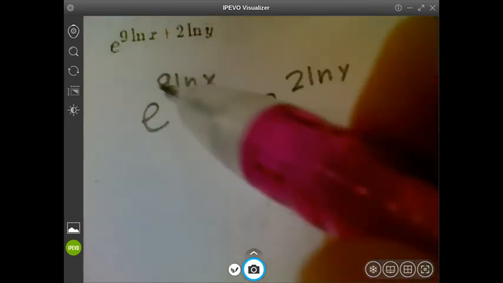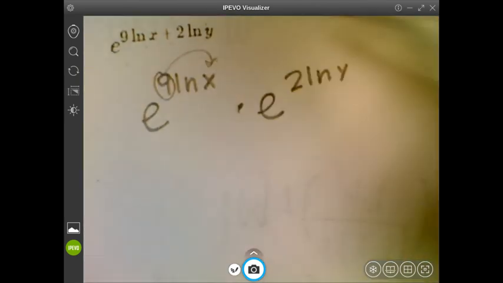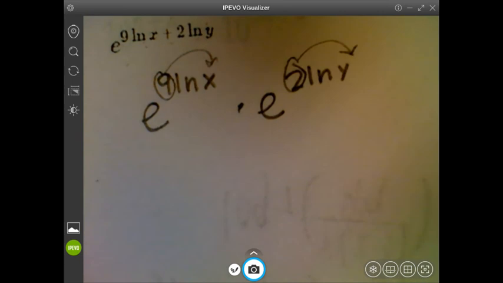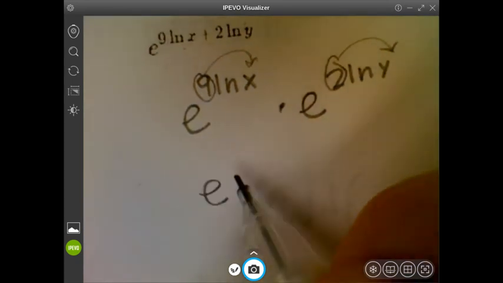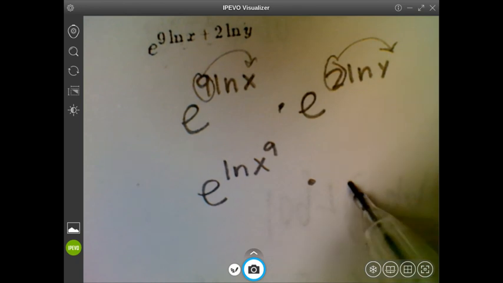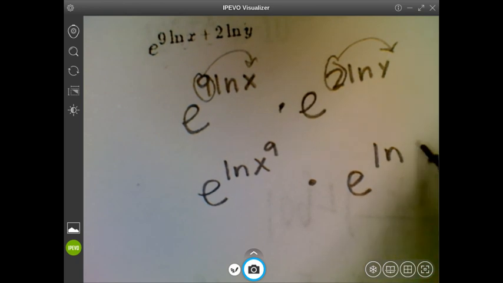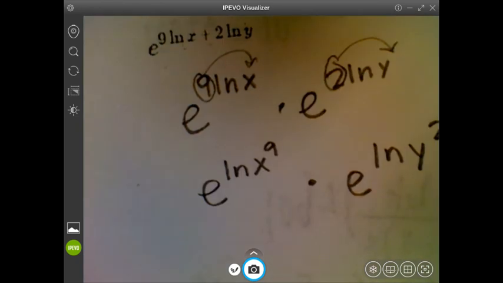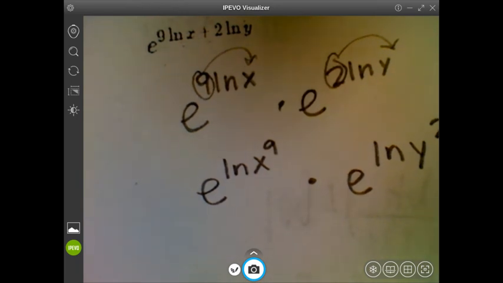All right, in each of these exponents, you can take the 9 and throw it back up, and the 2 and throw it back up into the power, right? So this would be e to the ln of x to the power of 9 times e to the ln of y to the power of 2. And then both of these simplify based off of those general properties at the very, very beginning. So if you go back here, I'll pull it up on the screen.